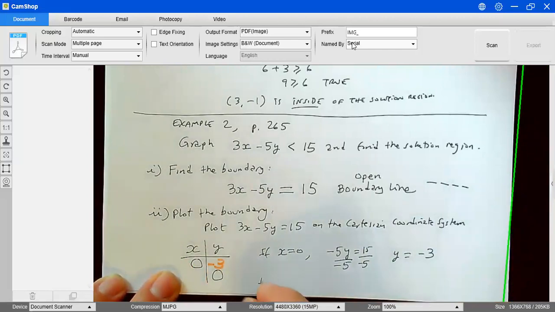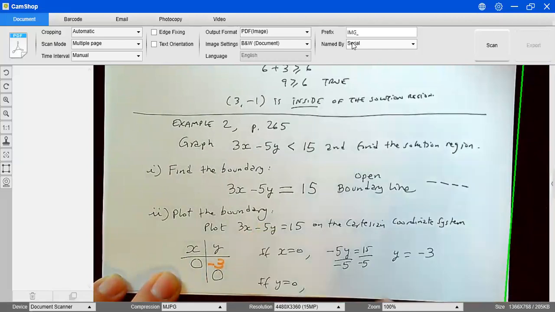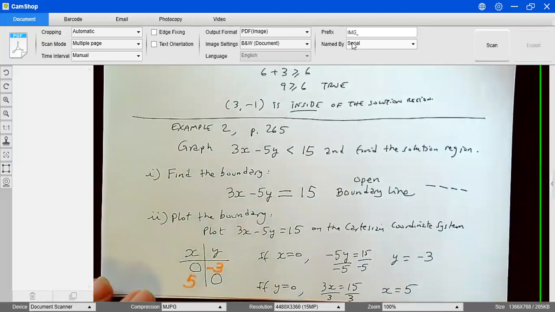Then if y equals 0, now we're going to cover the y term, and we read 3x equals 15. We divide by 3 on both sides, so we're going to get x equals 5. So we're going to write 5 here for the x-intercept. Now we are going to be able to draw the boundary line, because we know the intercepts.